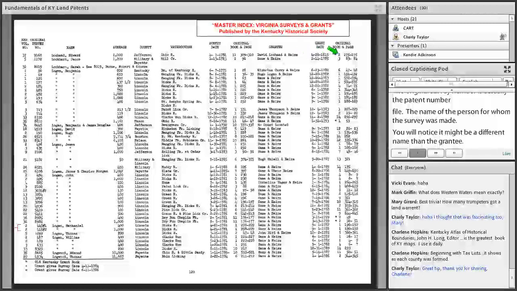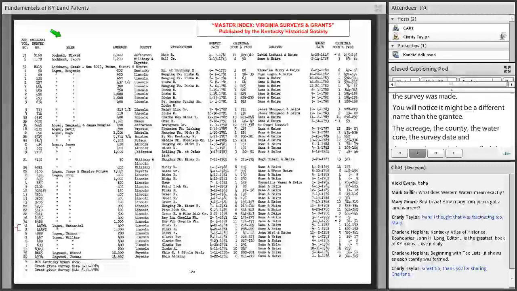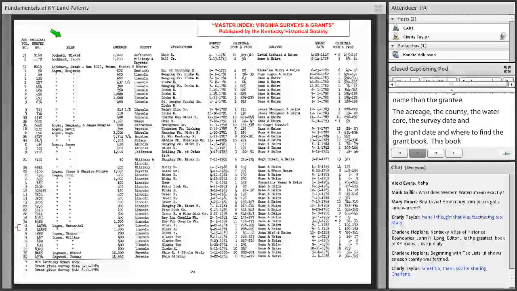book. Okay. This book has a cross index at the back. Even though the title of the book is Master Index Virginia Surveys and Grants, it's about Kentucky, Kentucky land. I've seen some libraries place that in their Virginia, State of Virginia book, and that's your call to make. But the bottom line is, it is about Kentucky. It's about our Kentucky land patents that were issued prior to 1792.